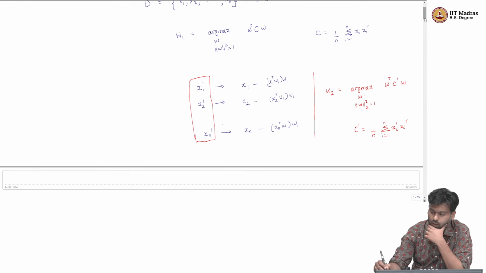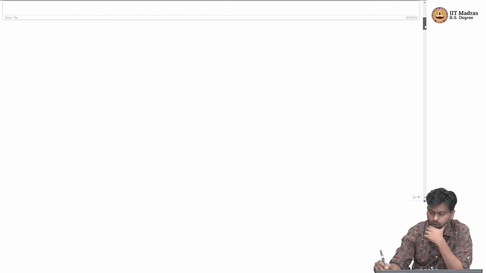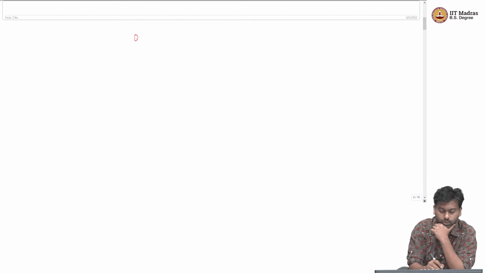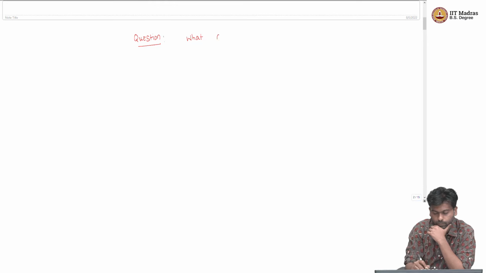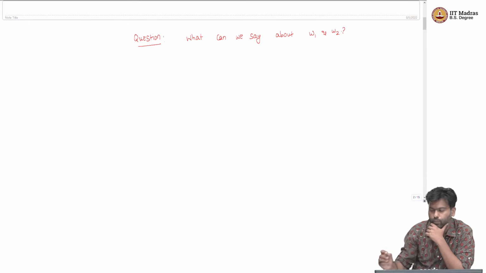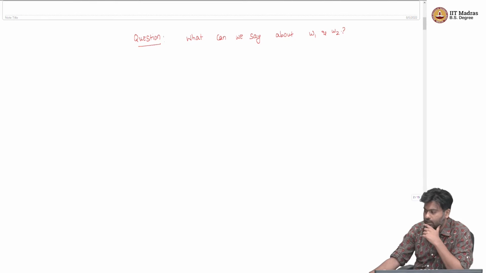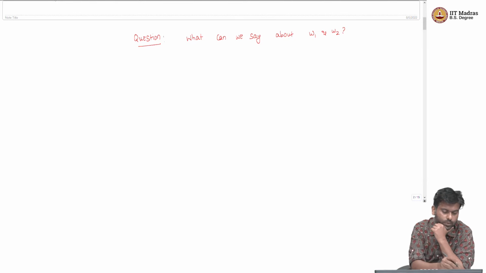Now a natural question arises: we have two lines now, can we say anything about the relation between these two lines? So the natural question is the following: what can we say about w1 and w2? In particular, is there any specific relationship that exists between these two directions?